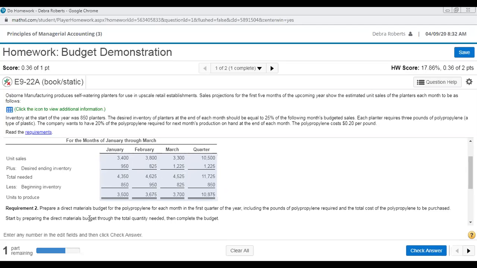The next step is, what is our beginning inventory? Now, this is important to know. So for the first month, our beginning inventory is told to us. Start of the year is 850, and that's the number I placed here.